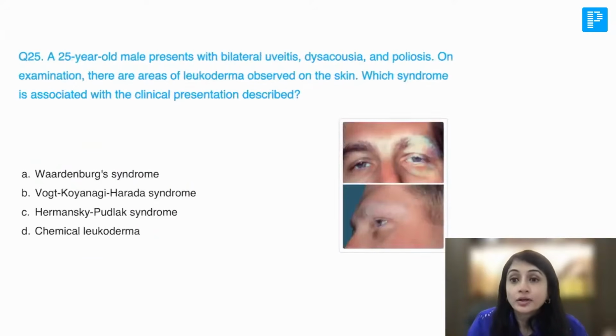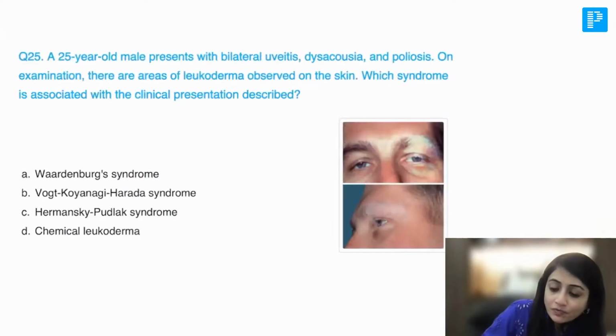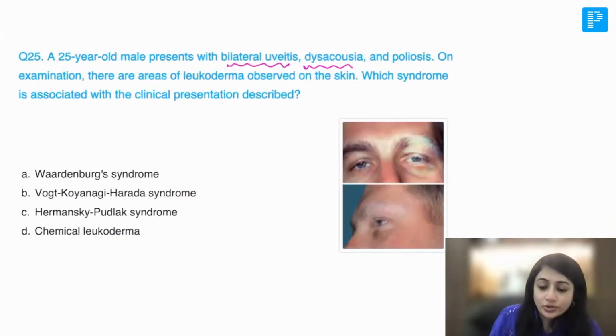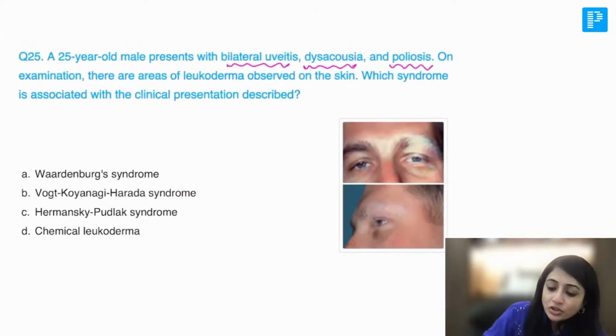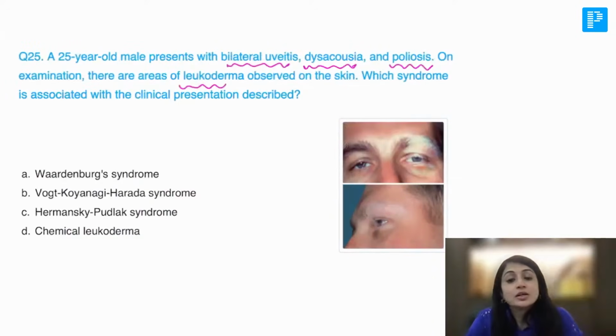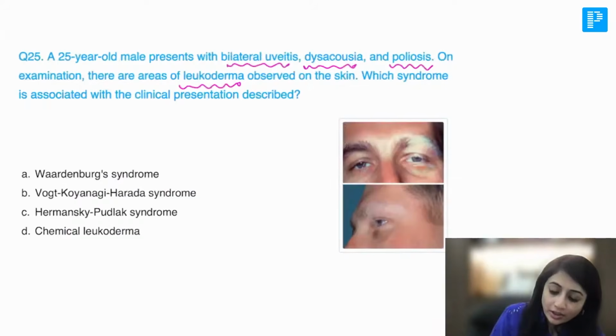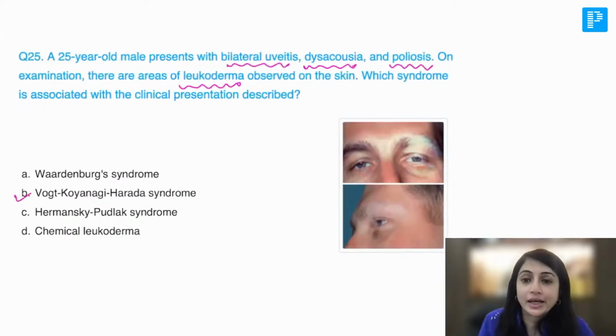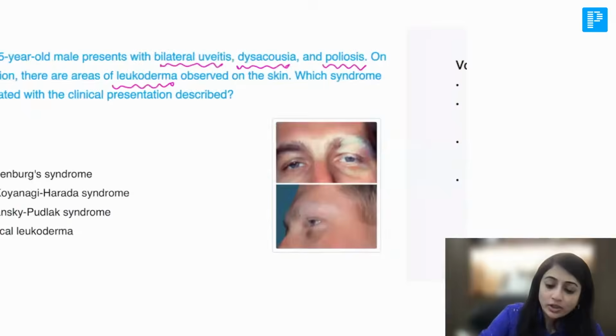Coming to our old question where you had some confusion. A 25-year-old male presents with uveitis, dysaceusia, scoliosis. On examination, you see areas of leukoderma. Which syndrome is associated with this clinical presentation? So this is Vogt-Koyanagi-Harada syndrome, or VKH syndrome. I'll quickly tell you the important features.